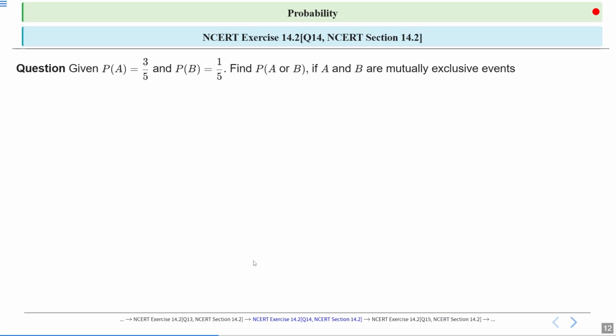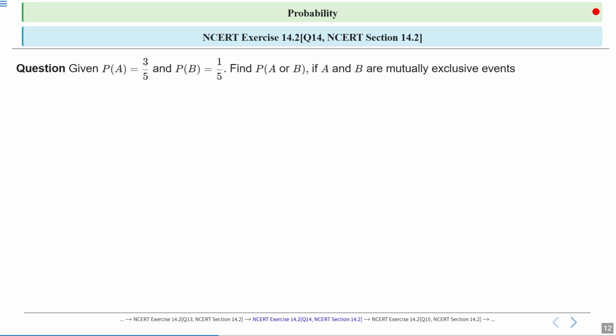First read the question very carefully, okay, and try to understand what you have to find and what is given. Given in this question, probability of A is 3 over 5 and probability of B is 1 by 5. Clear? And you have to find probability of A or B if A and B are mutually exclusive events.